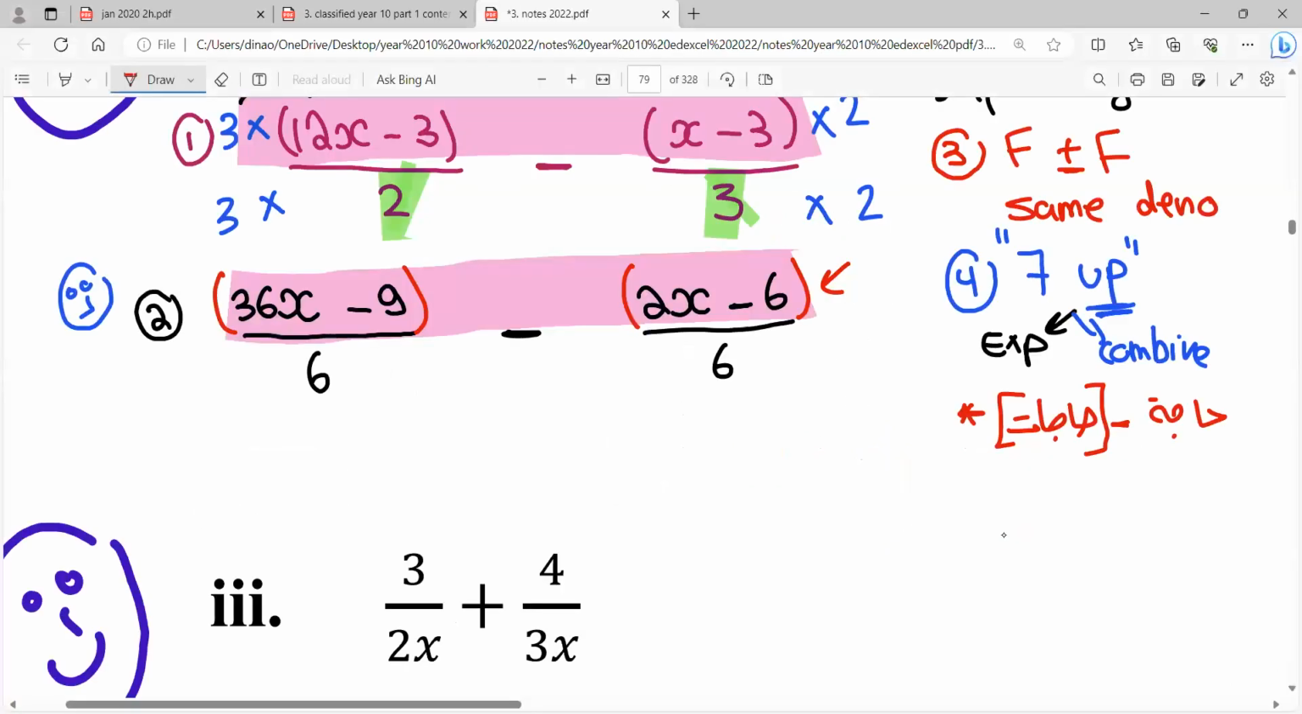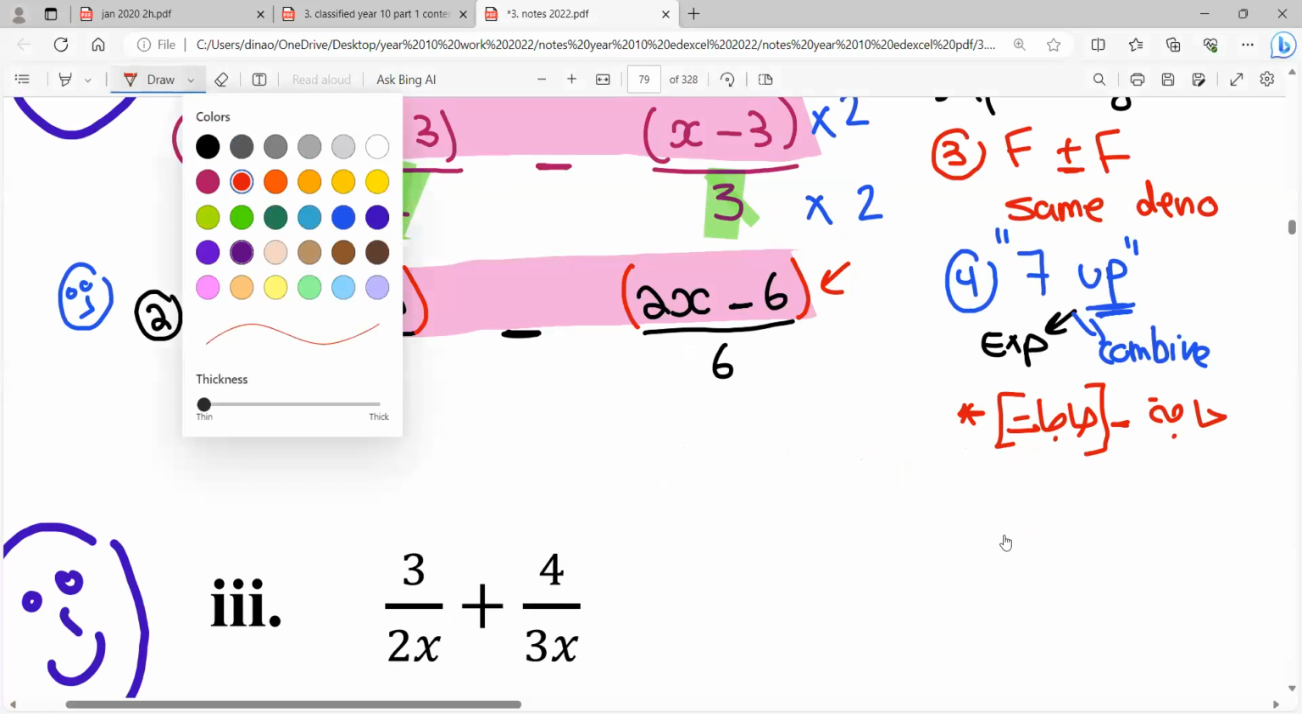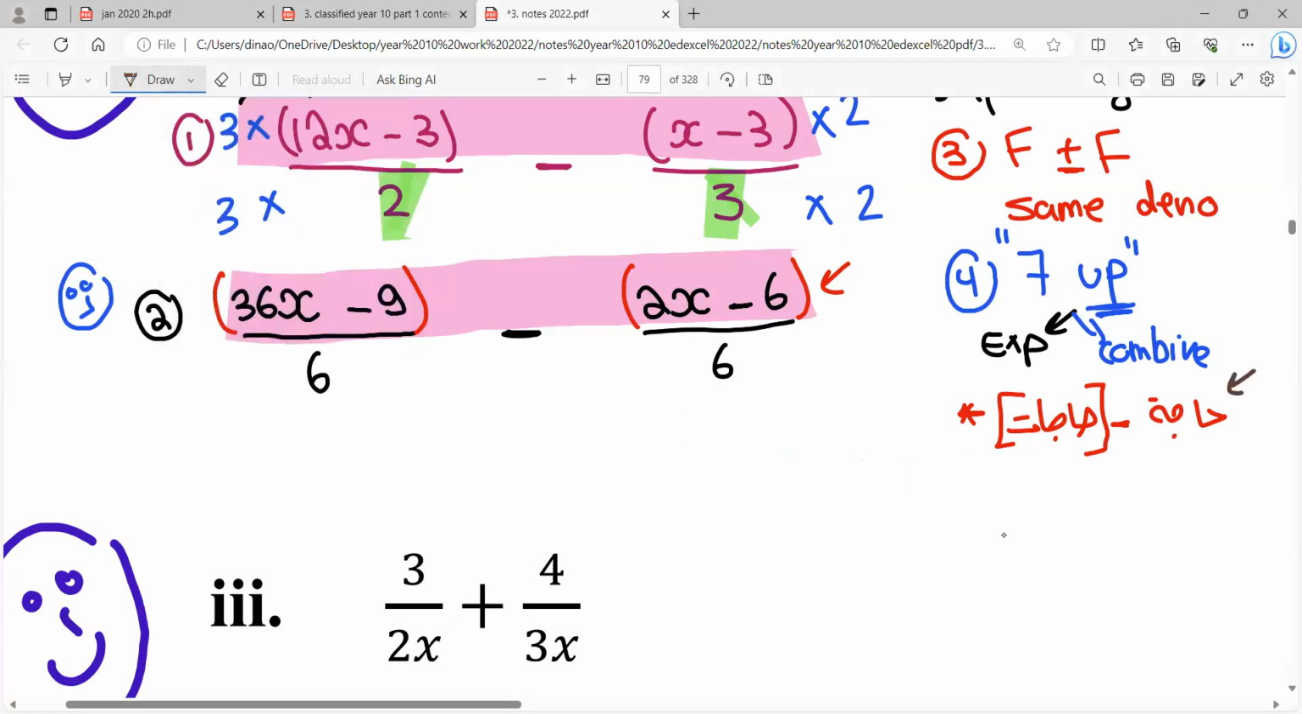Here in step number 2 I need to combine up. You can either do it immediately. I will just write the answer here. You can either do it immediately, and pay attention, look how I am combining together. How will I read it? 36x minus 2x, which is 34x. Focus on this part very well. Negative 9 minus negative 6.